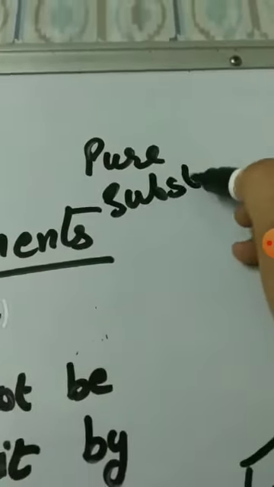1 letter symbol are used for element like hydrogen, boron, carbon, nitrogen, oxygen, fluorine, phosphorus and sulfur. These symbols are the first letter of the English name of the element.